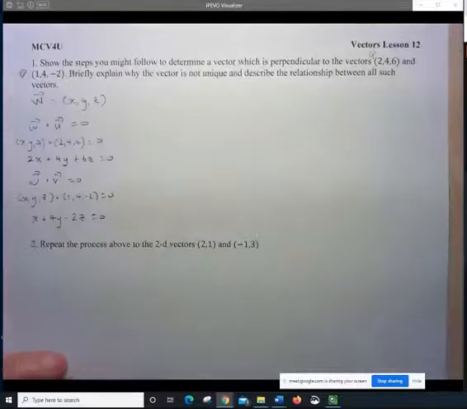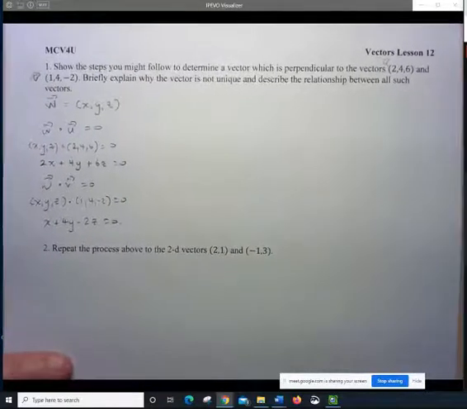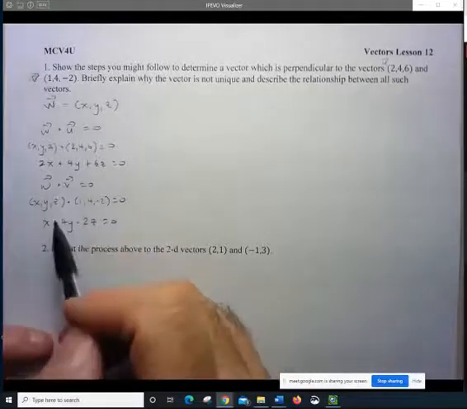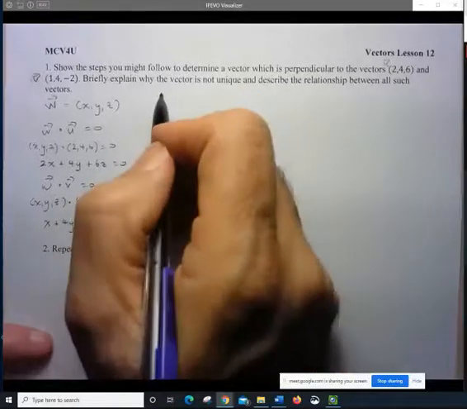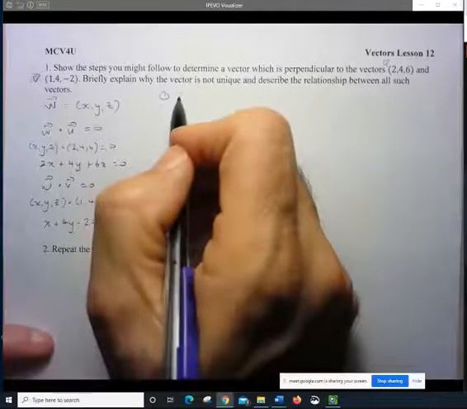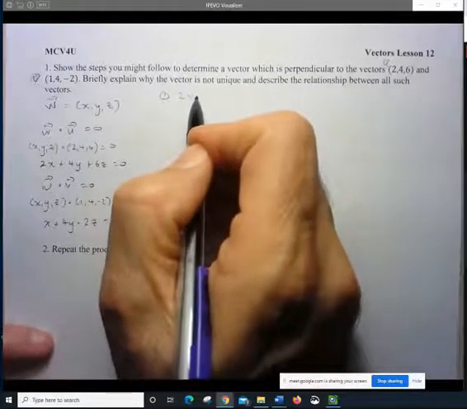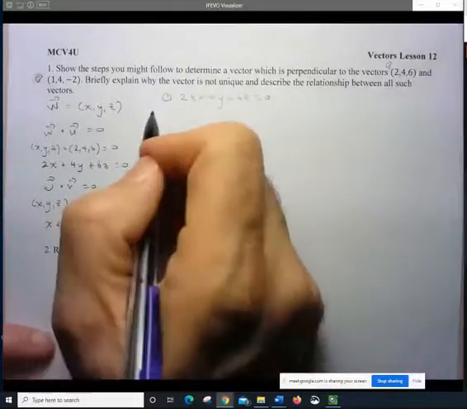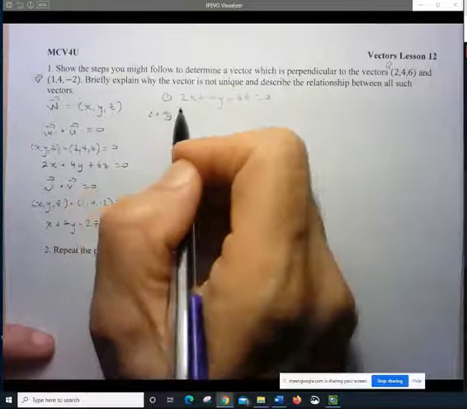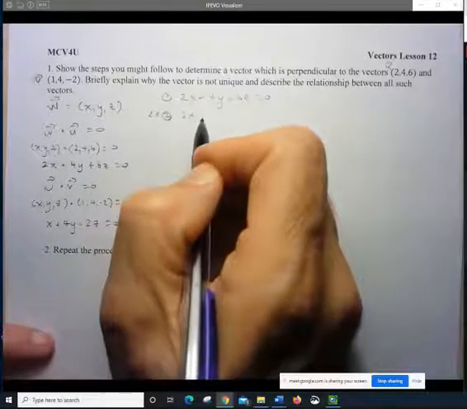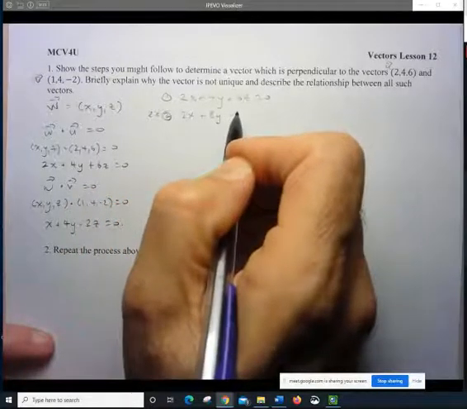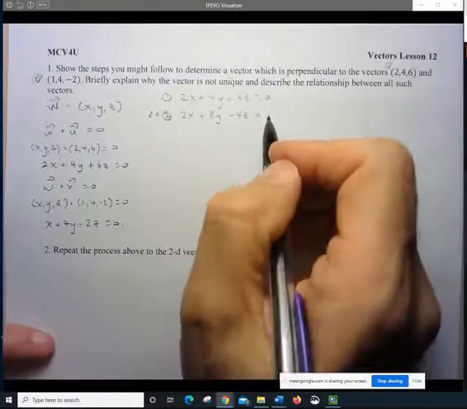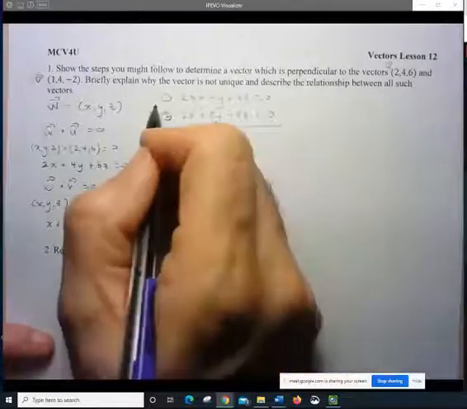So we probably should be expecting more than one answer. Let's just see what happens when we try to solve. I'll use elimination here. I'll keep equation 1 as it is, 2x plus 4y plus 6z equals 0, and I'll multiply equation 2 by 2. So I get 2x plus 8y minus 4z is equal to 0. And I'll subtract these two.